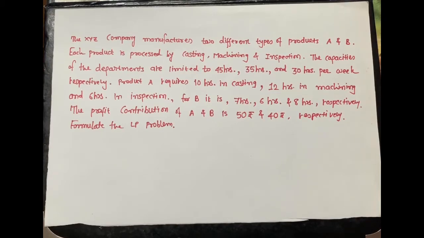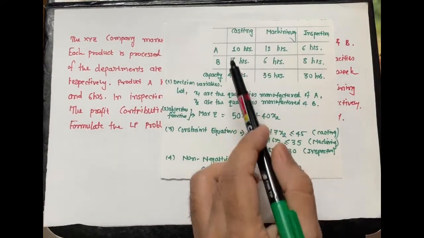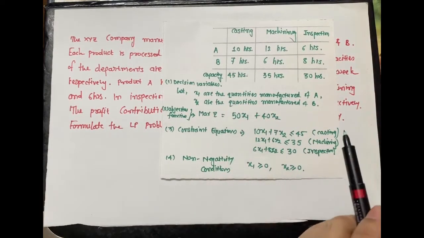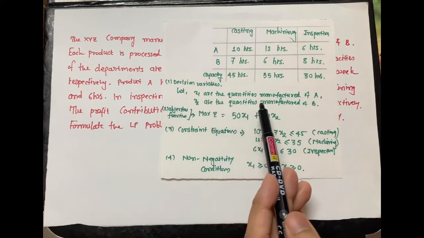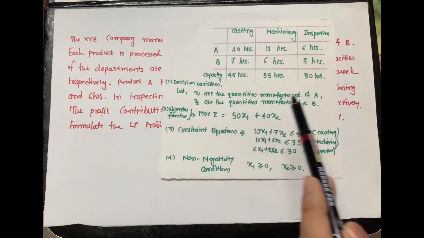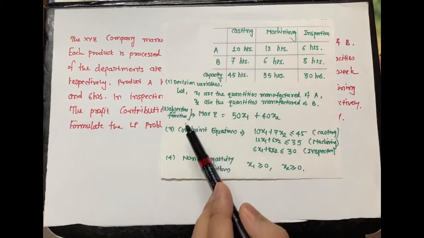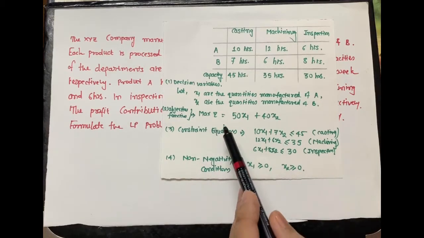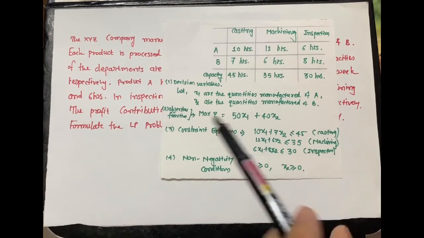Formulate the LP problem. So, the solution is here. Decision variables will be in this case x1 and x2. x1 are the quantities manufactured of product A. x2 are likewise the quantities manufactured of product B. In this case, objective function will be of maximization type, max z, that is 50x1 plus 40x2.